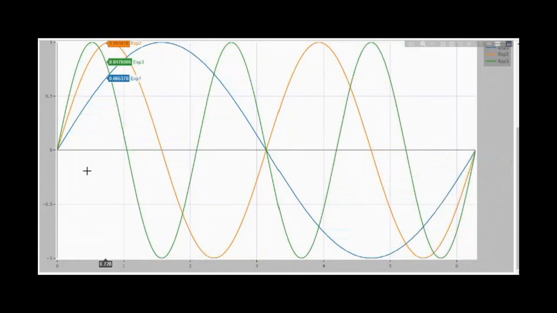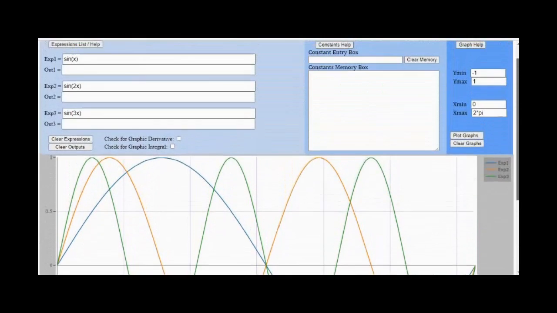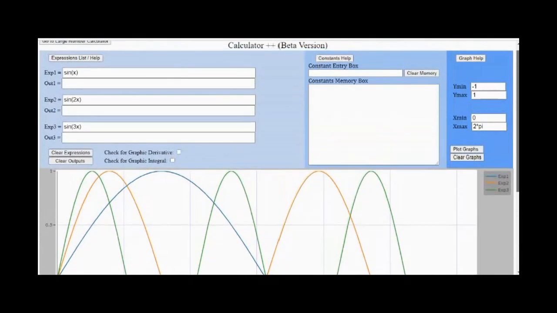Okay, the graph shown is the sine of x in blue, the sine of 2x in red, and the sine of 3x in green. Take note of the y-axis and x-axis limits. Y-axis limits are from -1 to 1. The x-axis limits are from 0 to 2 pi.